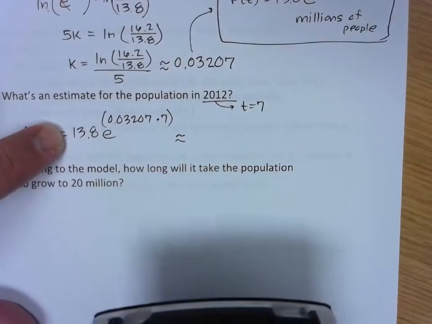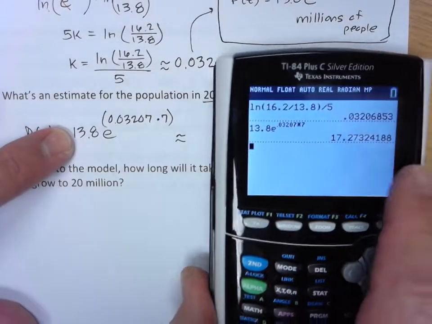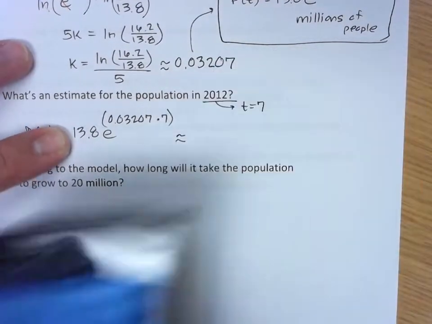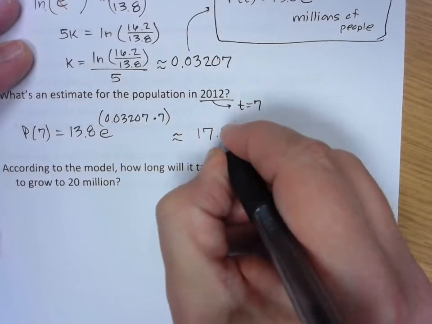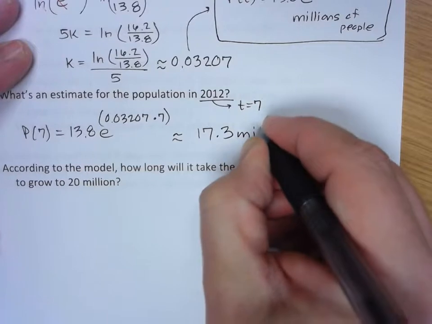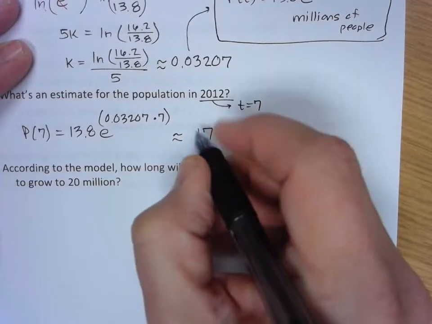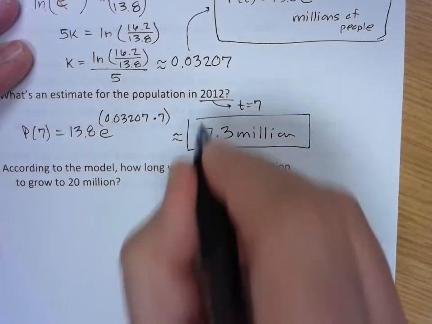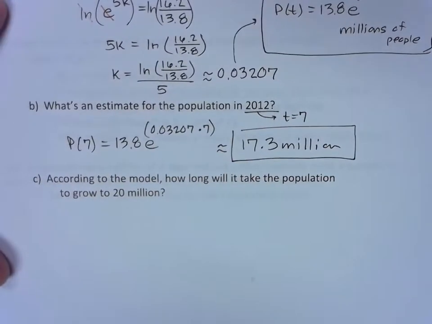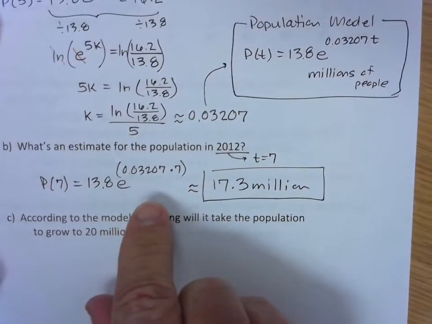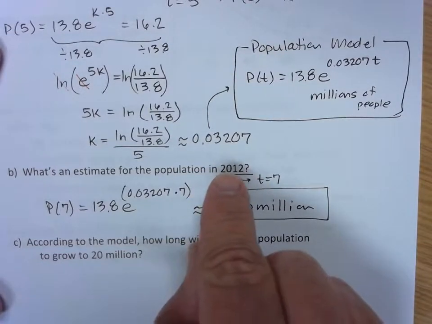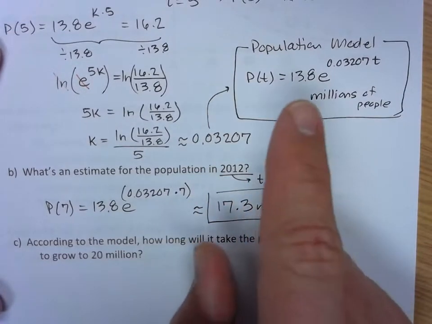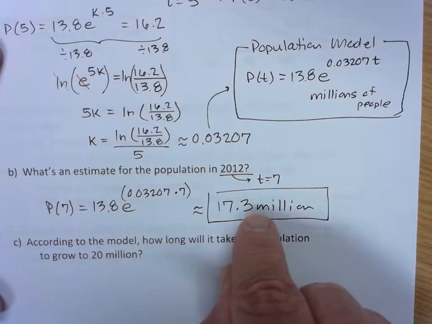Since the population so far has been rounded to the nearest tenth of a million, I'll go ahead and say that's about 17.3 million people. 17.3 million would have been roughly the population of Metropolis in the year 2012. Okay, so now let's use the model in a different way. Whenever you're given a particular time, all you need to do is turn the time into the t-value, plug it into the model, and that gives you a future population.